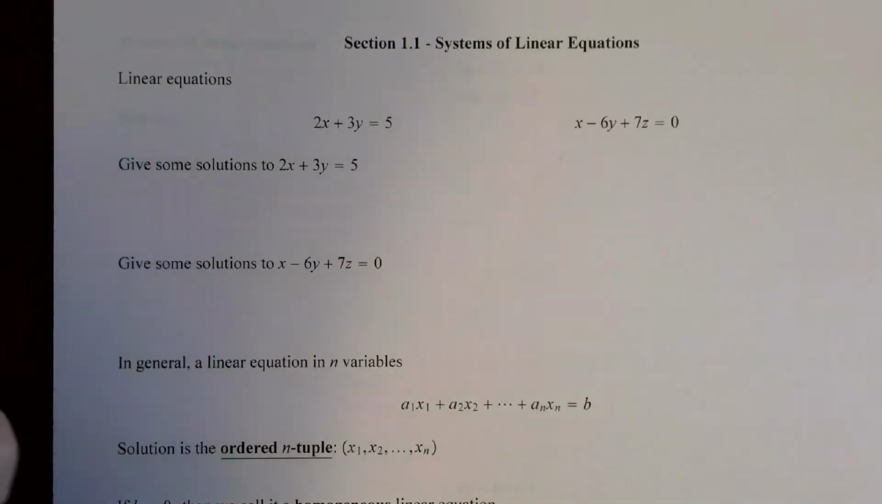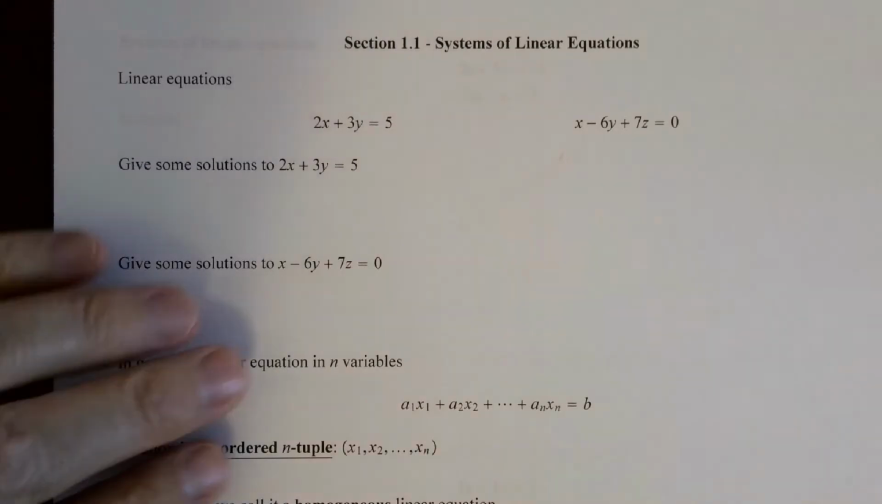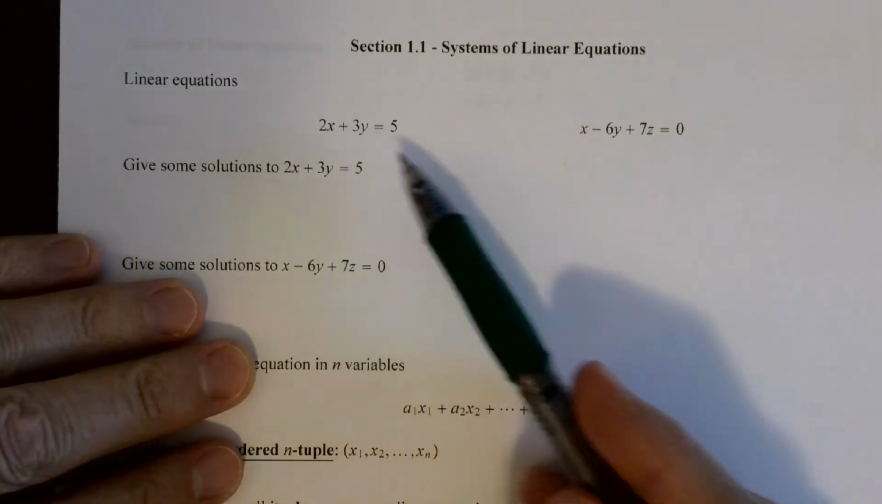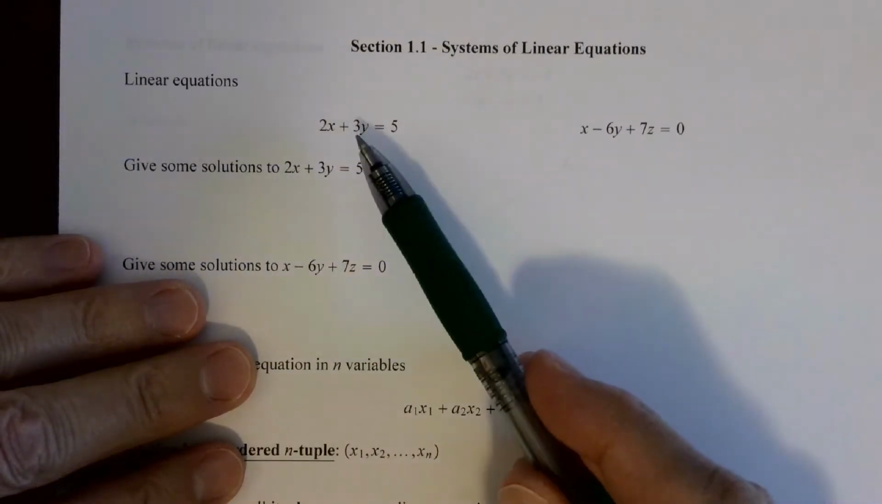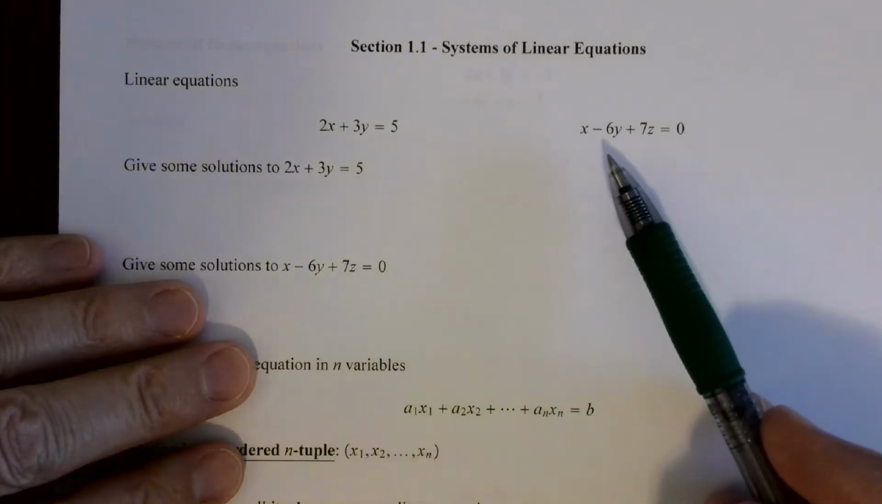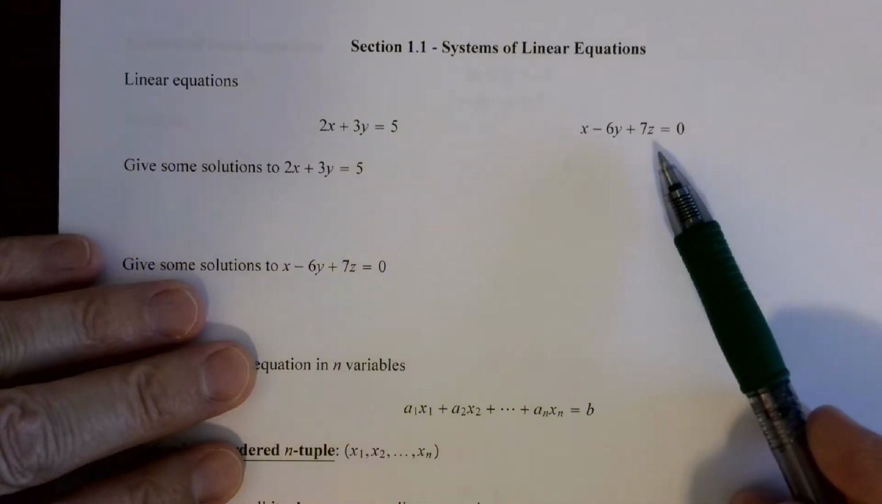So let's talk about systems of linear equations. Okay, we're going to start with what is a linear equation first of all, and I've got two examples here of linear equations. This first one is a linear equation in two variables, x and y, and this is a linear equation in three variables, x, y, and z.